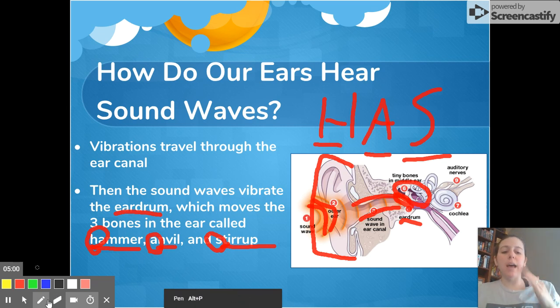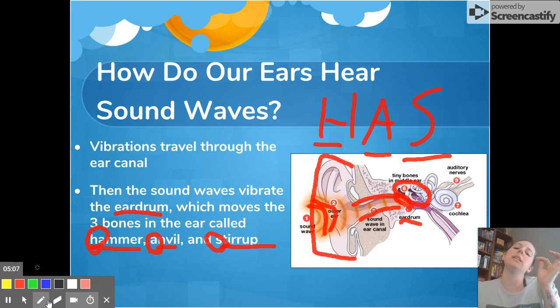So once that eardrum vibrates, which the eardrum is just a thin membrane and the hammer is just barely touching it. But again, it's like dominoes. One thing vibrates and it makes the next thing vibrate and it makes the next thing vibrate.